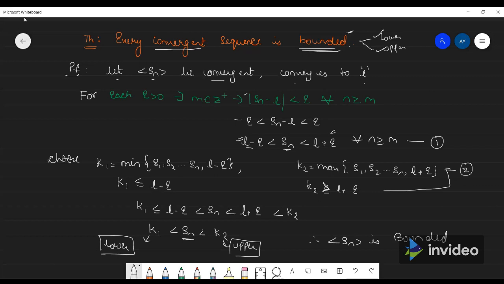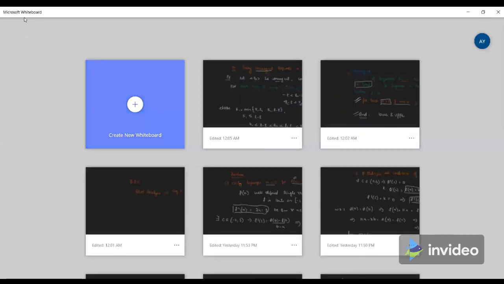Now let us look into the converse of this theorem. What does the converse say? Is every bounded sequence convergent or not? Let us check this by taking an example.